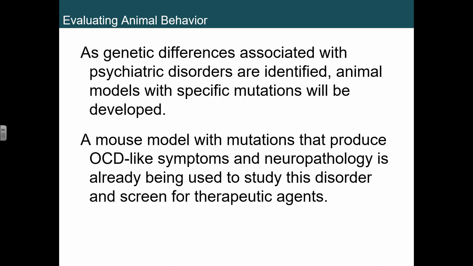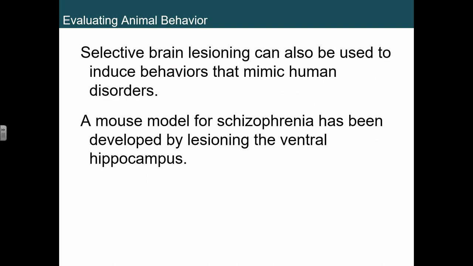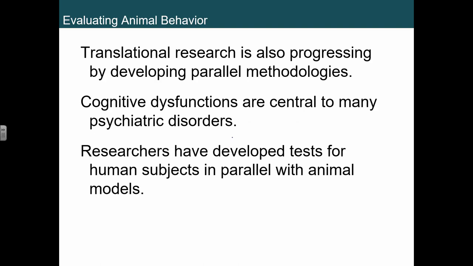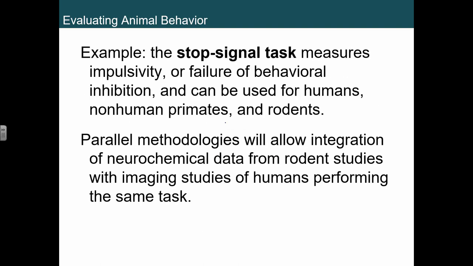And then we test things in humans. Genetic disorders, brain lesions, you guys know about this stuff. These are just different kinds of models for research. I don't expect you to know too much about that. We can test for impulsivity.